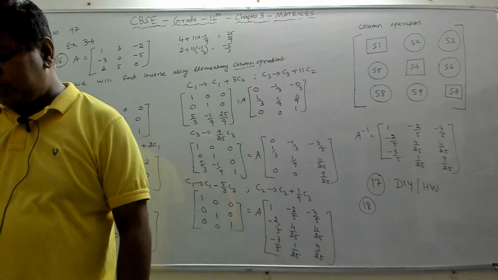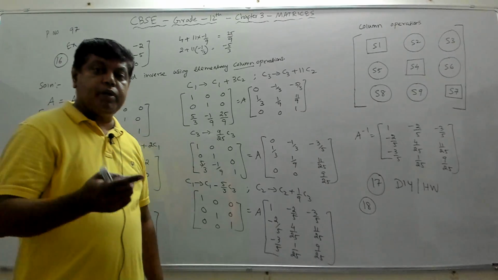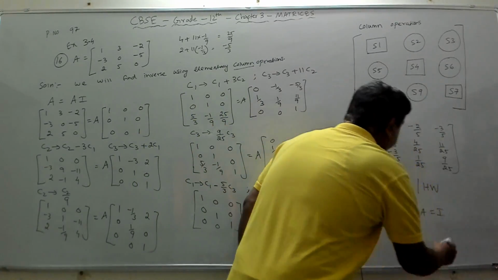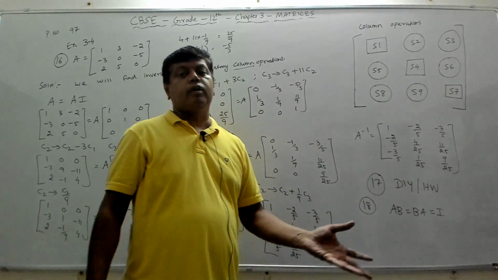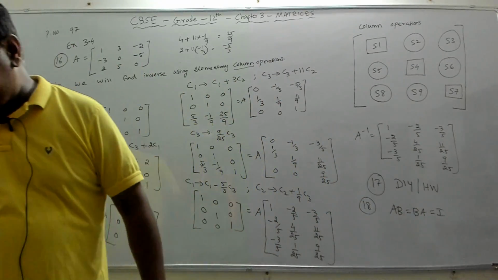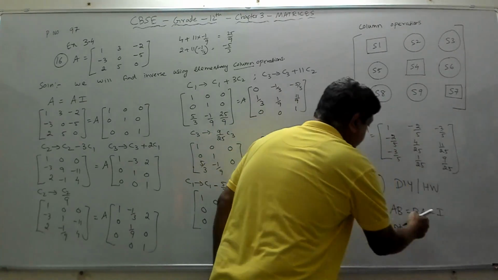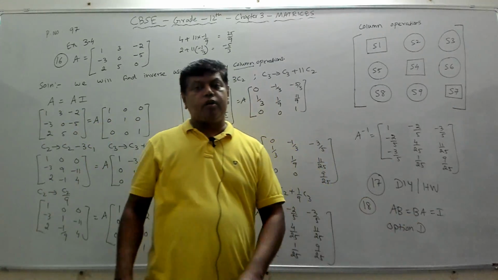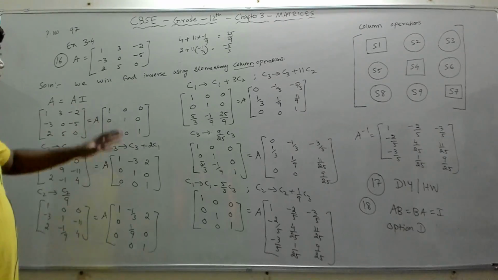Question 18: matrices A and B will be inverse of each other only if AB is equal to BA is equal to I. Only if AB is equal to BA is equal to I, we call A the inverse of B and B the inverse of A. So both will be inverse of each other only if AB equals BA equals I. So option D is the right answer, which is AB equal to BA equal to I, the identity matrix, also called the unit matrix.